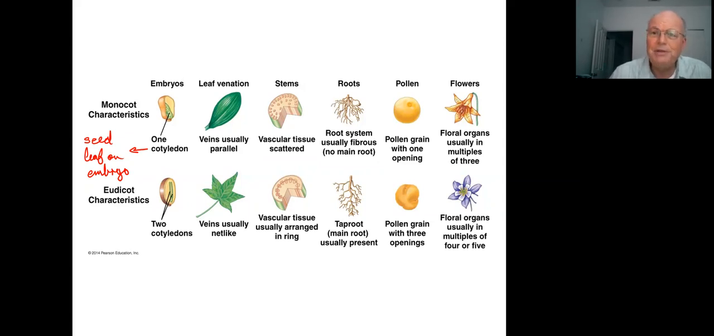And then if you look at the flower, the sporophyll arrangement in the flower, so the petals, the stamens, the sepals are arranged in multiples of 3 in a monocot and arranged in multiples of 4 or 5 in a dicot. Typically 5, but you'll see some flowers that have 4. Either way, you're dealing with a dicot under those circumstances. And you should be familiar with these differential characteristics.